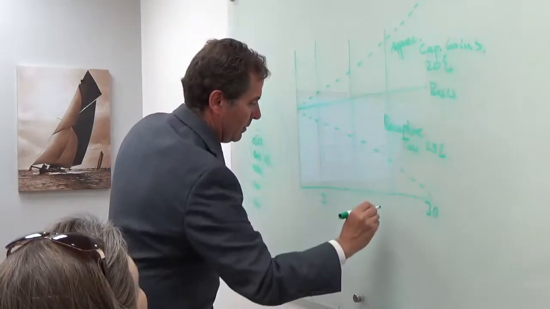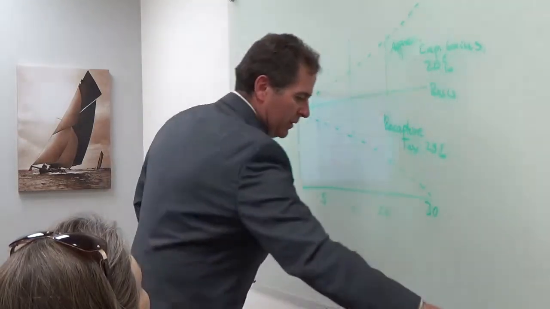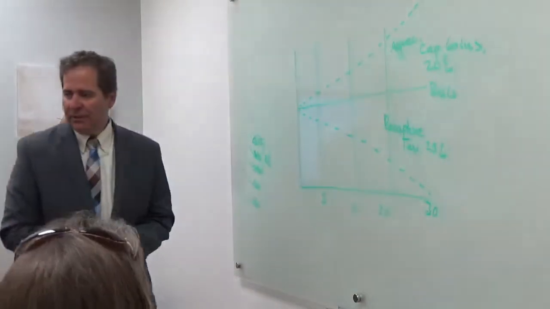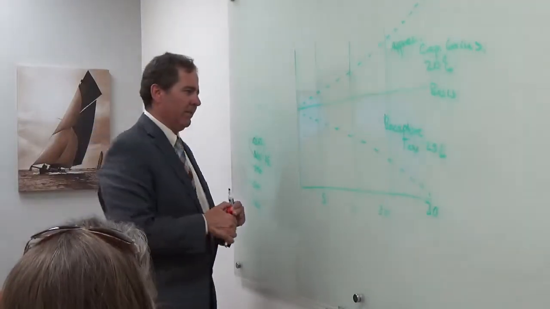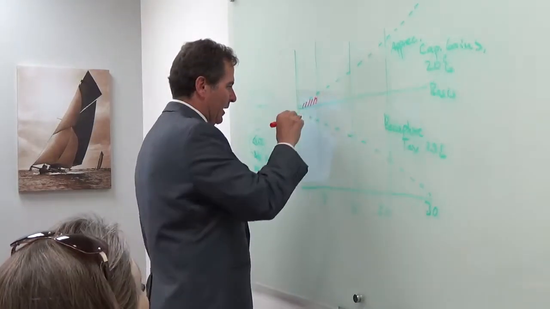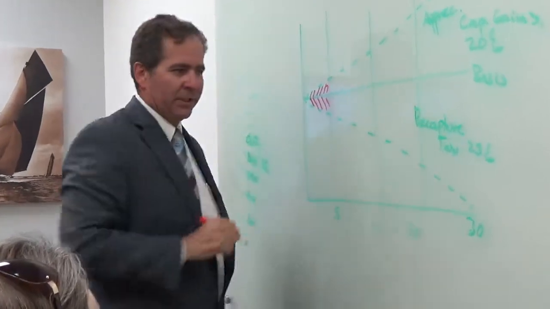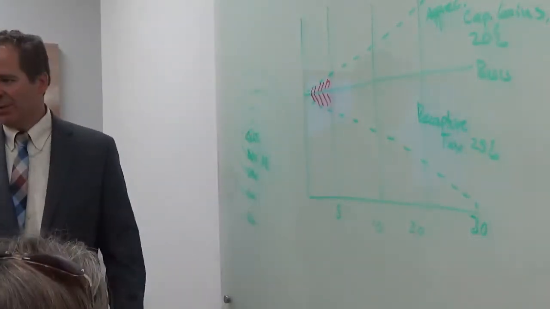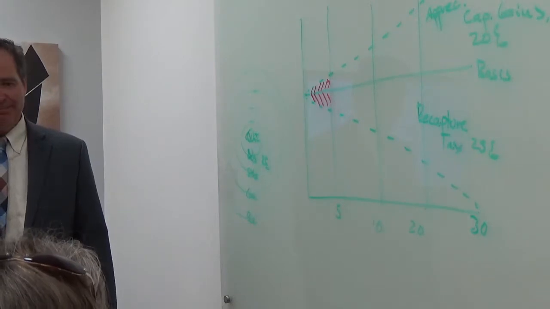So if you're a good market timer, if you do it right, you buy at the bottom of the cycle, get the appreciation component at 20%, and you've taken little depreciation, so actually your tax burden is very low if you can time it right.